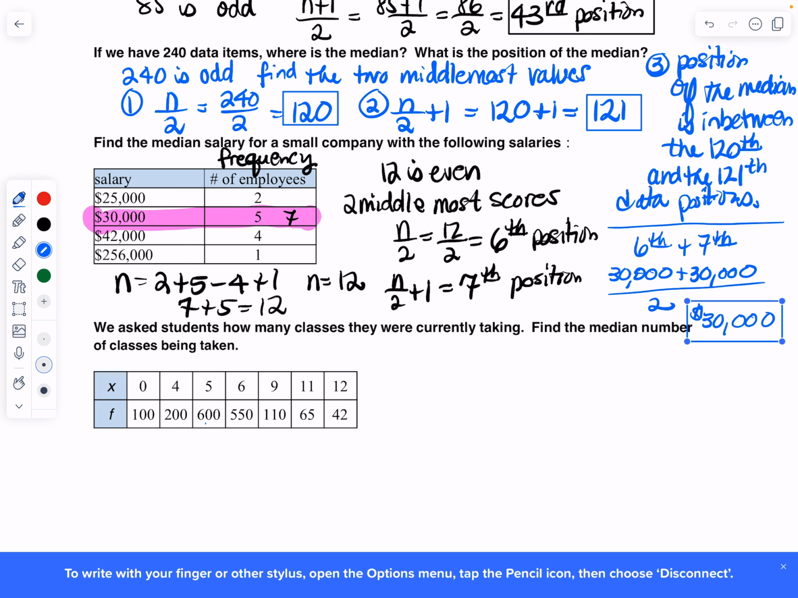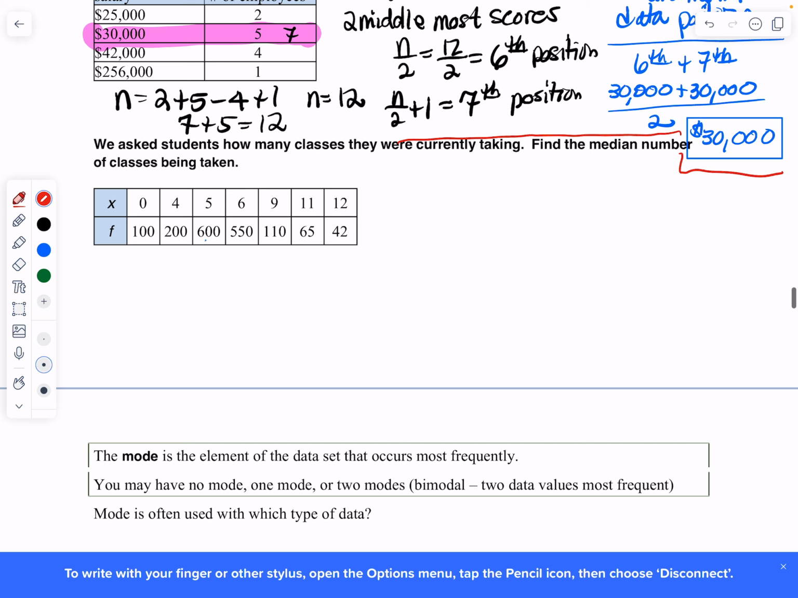And we did this problem before, and it asked, is the mean a good indicator? And the answer is no, the median is. Because the median doesn't fall into the trap of having like outliers. Okay, so median works for this particular problem. 30,000 is the median. We asked students how many classes they were taking. Find the median number of classes being taken. Again, if you want to know n, you have to look at the total frequency.